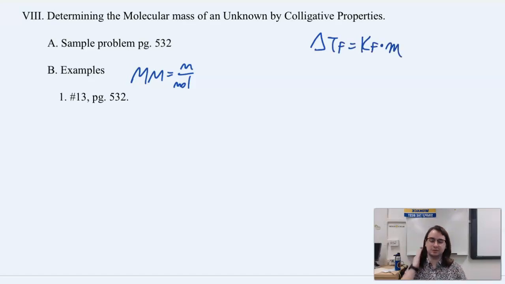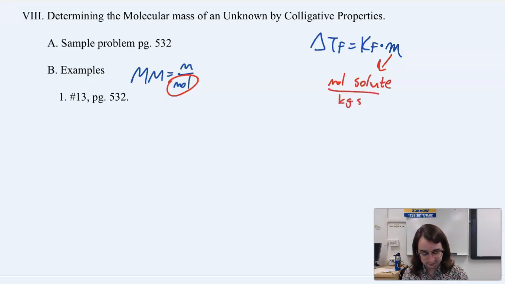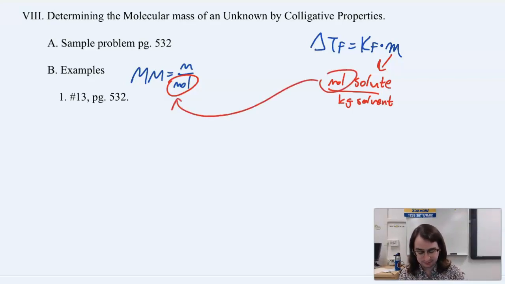So what's the connection between molar mass and freezing point depression? Well, I think it's the moles. Let me show you. If we were to take molality and break molality apart, molality is moles of solute divided by kilograms of solvent. And I believe that if we have enough information, we can solve for molality and then take the moles from molality and plug them into here. That's going to be our game plan.